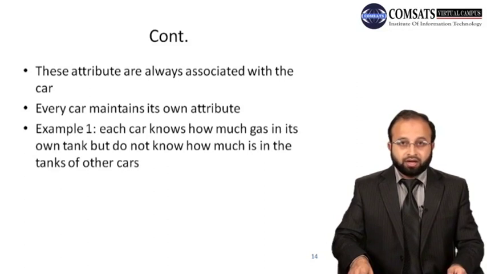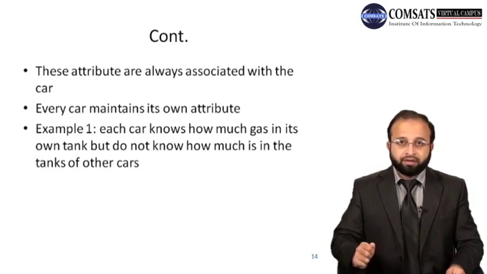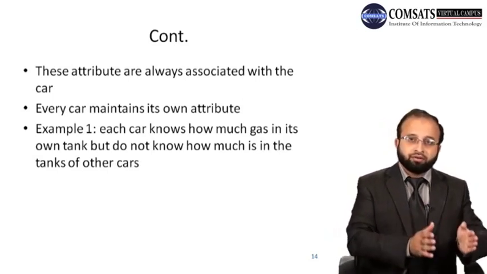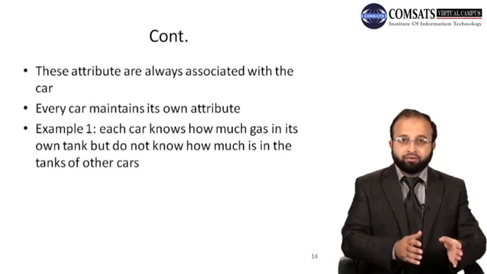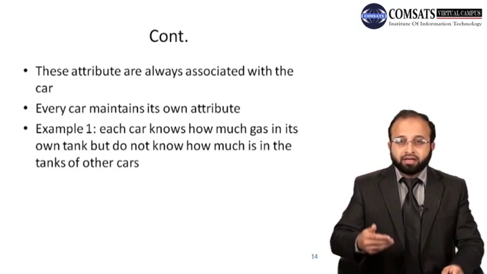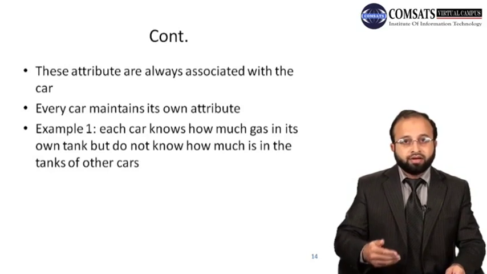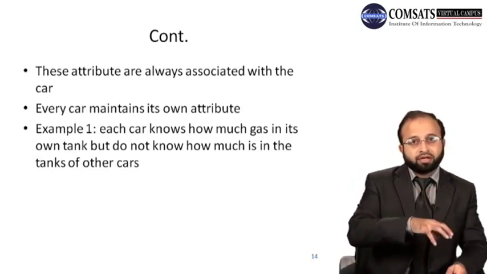For example, each car knows how much gas is in its own tank but doesn't know how much is in the tank of another car. So if I switch on my car, it shows me how much petrol I have in the tank of my car, but it won't tell me how much petrol is in your car. This means that the attributes belong to that particular car. So every attribute that is explained in the engineering drawing of a car is associated with a particular car, right?